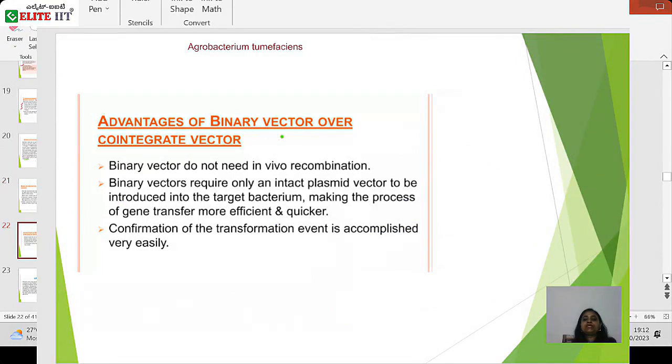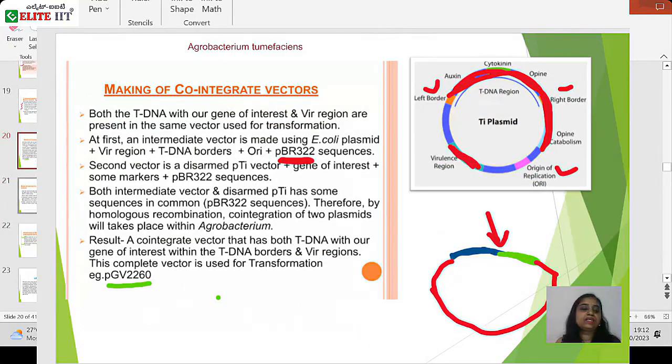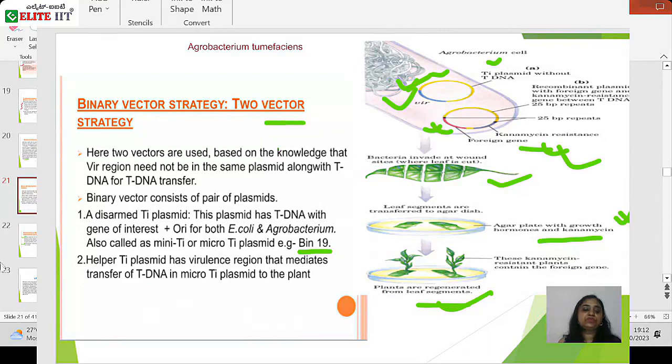Now, advantages of the binary vector over the co-integrate vector. Binary vectors do not need in vivo recombination. Okay. Homologous recombination, I told you, is not happening in the binary vector, and binary vectors require only an intact plasmid vector to be introduced into the target bacterium, making the process of gene transfer more efficient and quicker. Confirmation of the transformation event is accomplished very easily, because it is a very easy process. Right? Here it's slightly complicated. This process is slightly complicated as compared to the two vector strategy.